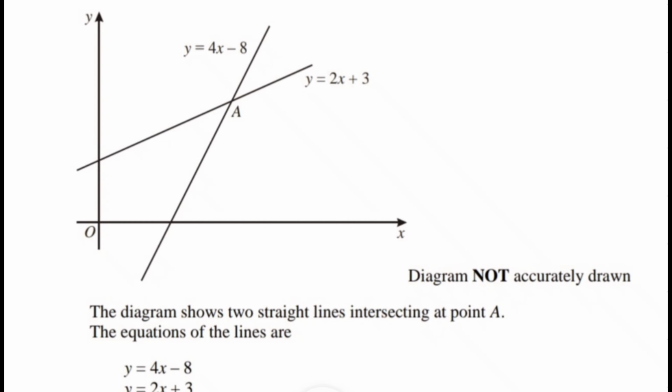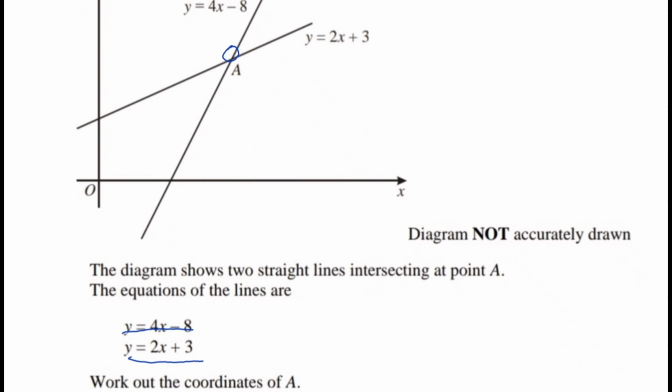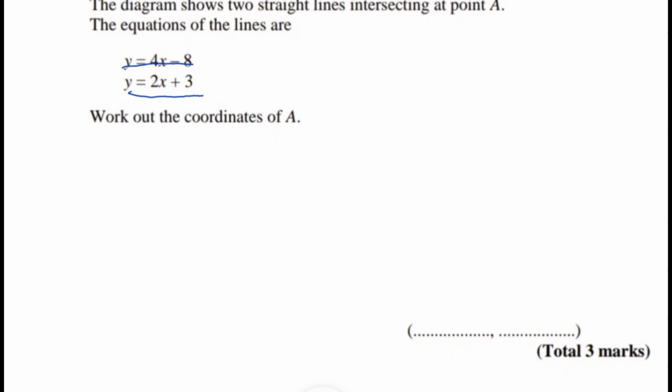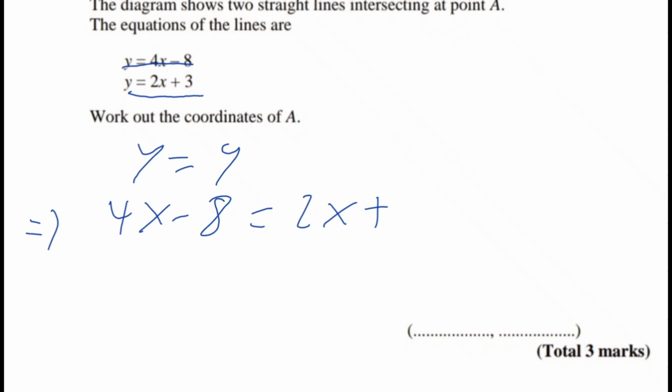Let's move on to another example. This time we have 2 equations, but it's not on a grid, so we can't figure them out graphically. It says the diagram shows 2 straight lines intersecting at point A. Point A has x and y coordinates, so we use these 2 equations to equate them to each other because they both have y in common. So we cancel out the y's and we're left with 4x minus 8 equals 2x plus 3.